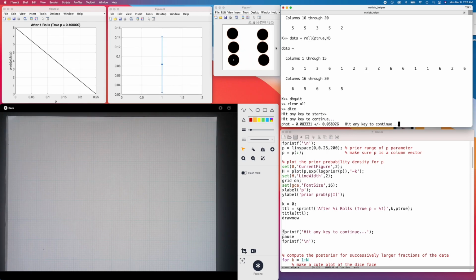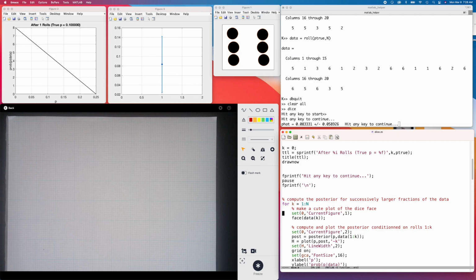So I have this little program that will draw the face of the dice. Let's look at that, though it's not really that important. The way the code works is, after drawing the full sample, the first time through the loop I'll consider the first sample only. The second time I'll consider the first 2, then the first 3, and then the first 4.